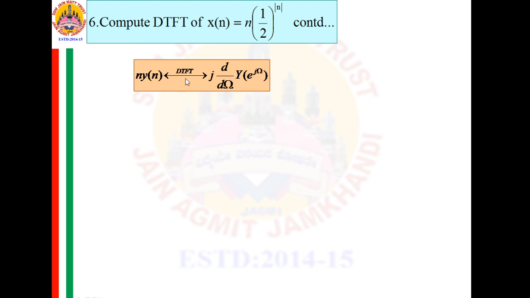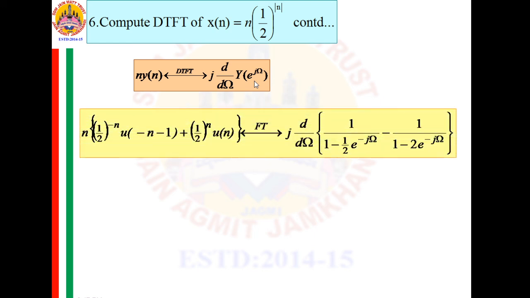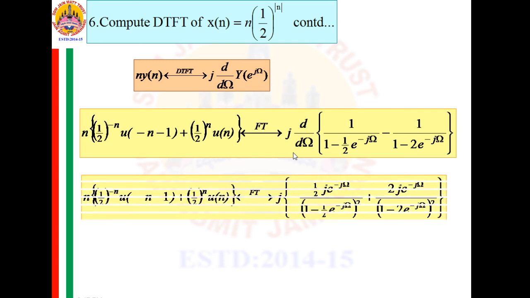then the DTFT of n y[n] is j times d/dΩ of Y(e^(jΩ)). So we have to differentiate this with respect to Ω. The differentiation of each of these terms with respect to Ω can be written as: this j is outside, minus (1/2)j e^(-jΩ) by (1 minus (1/2)e^(-jΩ)) whole square. Now here minus minus becomes plus 2j e^(-jΩ) by (1 minus 2e^(-jΩ)) square.